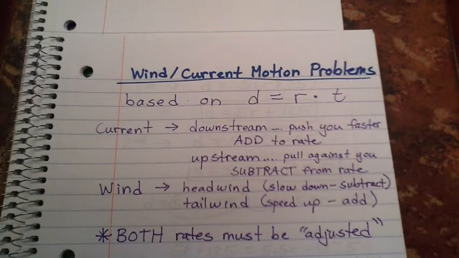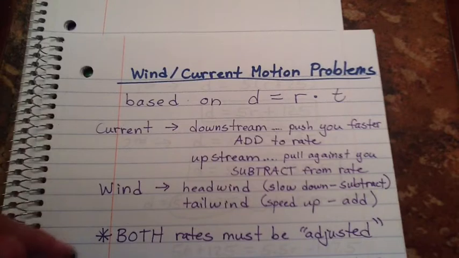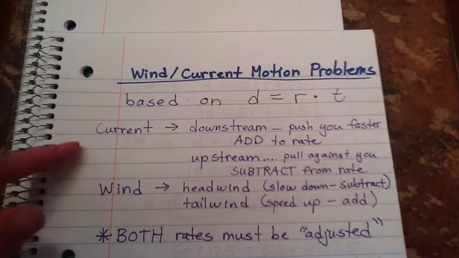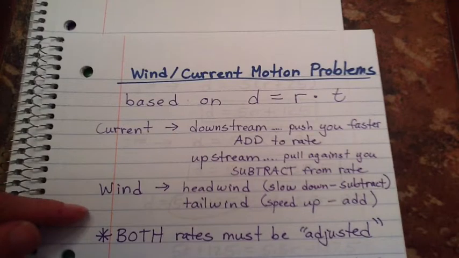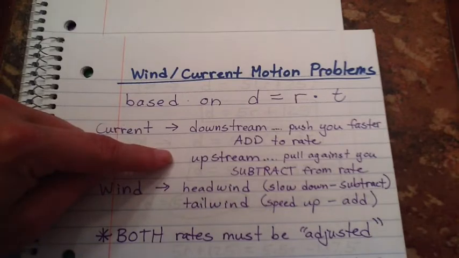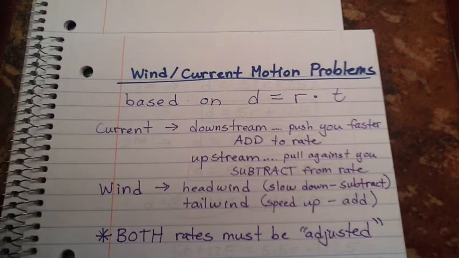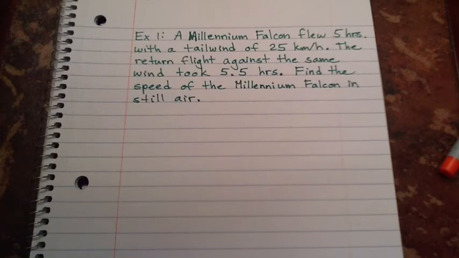Here's the main difference. On the wind and current problems, because you're dealing with a wind or a current, not just a difference in your distance or your time, you are going to be adjusting both rates. The rate of the boat or plane or whatever you're talking about is going to be added to when it's being pushed faster, and it's going to be subtracted from when it's slowing down. So it's not just one or the other like you did in the last two motion problems. Copy example 1 down, and when you're ready, hit play and we'll go through it.